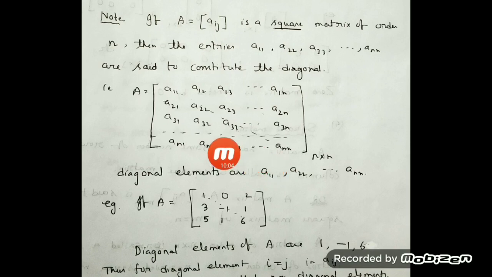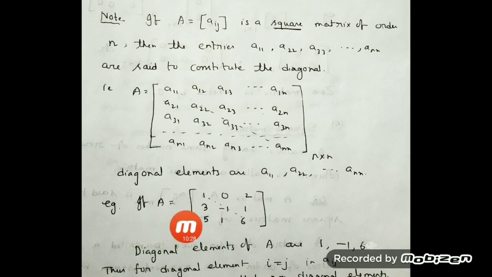So in this case, the entries where the first and the second suffixes are the same, that means they lie along this line, a11, a22, a33, a44, a55 or whatever, where the first and second suffixes are the same, they constitute the diagonal elements. And all the rest are called non-diagonal elements.